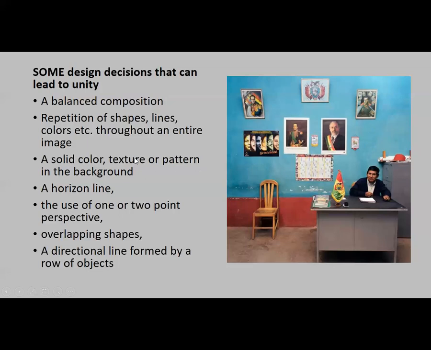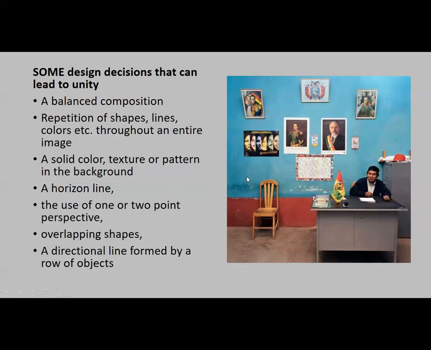So another thing that can lead to unity is a solid color or texture or pattern in the background. In another example, that could be the sky going all the way across the background. In this case, this blue wall goes all the way across the background. This red, we're going to assume this red baseboard goes all the way across, and the floor goes all the way across. There could also be a texture in the background, like a texture of leaves, or the texture on the mountain or something that goes all the way across. There could be a pattern in the background that goes all the way across.